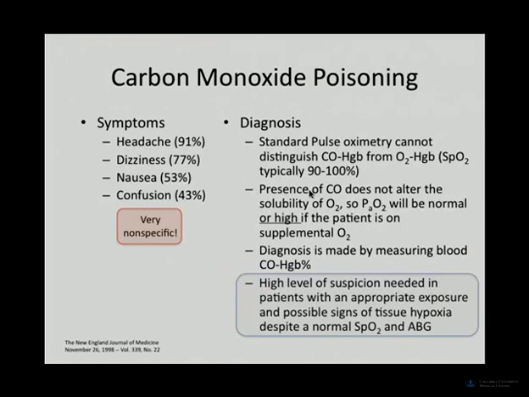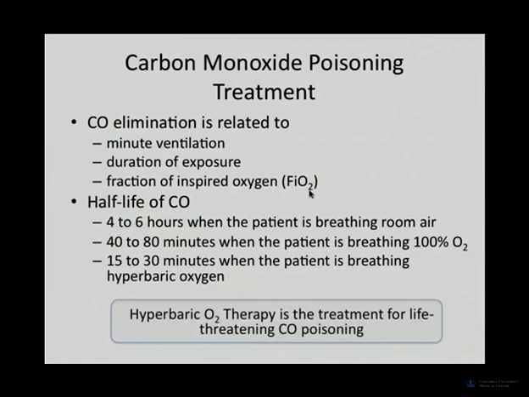So you have to be very careful and, in the right clinical context, suspect carbon monoxide poisoning if the patient's been exposed. Because carbon monoxide elimination is related to the half-life of carbon monoxide, and the half-life of carbon monoxide changes depending on how much oxygen you give somebody. Giving somebody 100% oxygen helps get rid of the carbon monoxide. Giving somebody hyperbaric oxygen, oxygen at a higher partial pressure in a hyperbaric chamber, gets rid of carbon monoxide very, very quickly. So that's actually the recommended treatment for carbon monoxide poisoning if it's severe and causing symptoms.